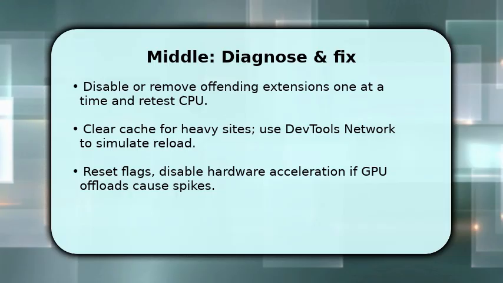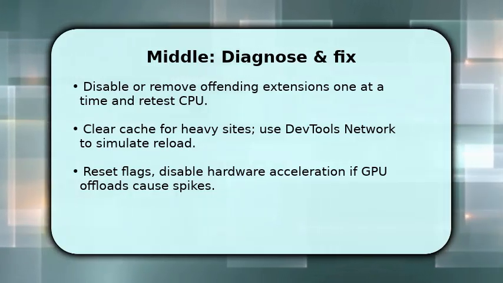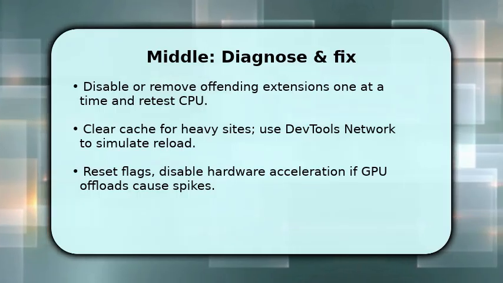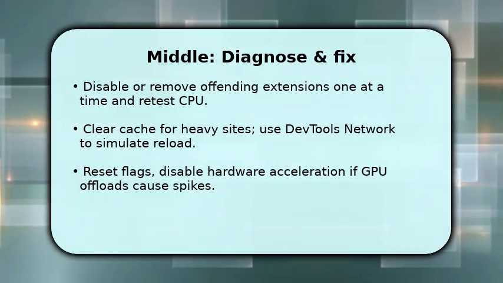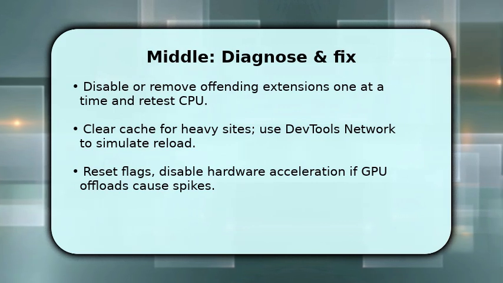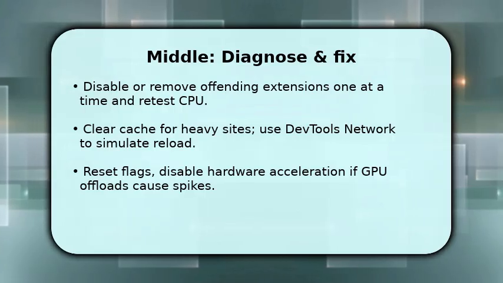If Chrome's GPU offload misbehaves, toggle hardware acceleration off in settings. This often reduces CPU spikes by changing the rendering method. Finally, reset Chrome //flags to default only if unstable tweaks were enabled. This avoids hidden performance penalties.